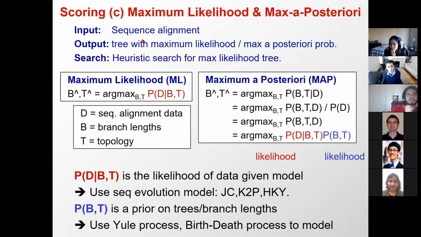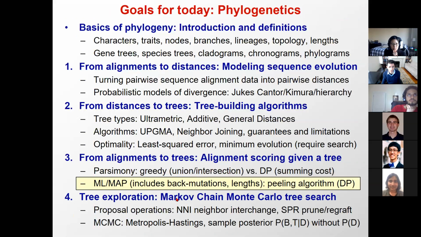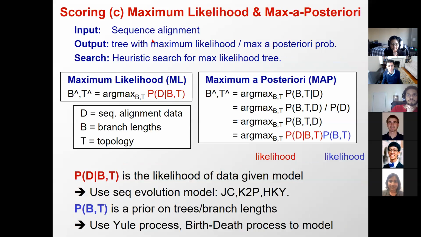So the input is going to be your sequence alignment, and your output is going to be the tree with maximum likelihood or maximum posterior probability. And of course, we're going to have a heuristic search for the maximum likelihood tree. So what we're going to be focusing on in this section, before we get to 4, is how do we score a tree using maximum likelihood. So this is the maximum likelihood model.